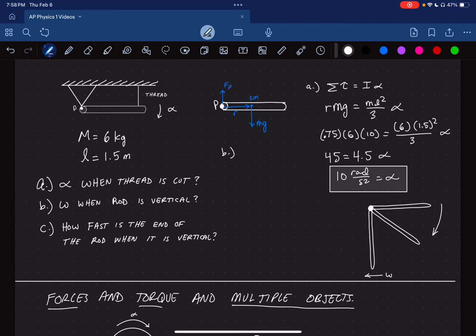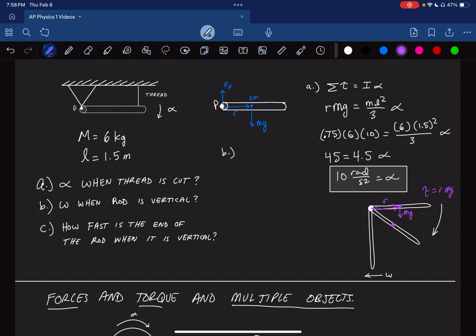And you might be thinking to use kinematics, right? Because we have equations that relate all of these quantities together. But the problem is that these equations only work when alpha is constant. And alpha is not constant here, and I'll show you why. When the rod is horizontal, it has mg pointing down here. It has distance r, and those are at 90 degrees, so it's perpendicular. And so the torque is equal to r times mg.